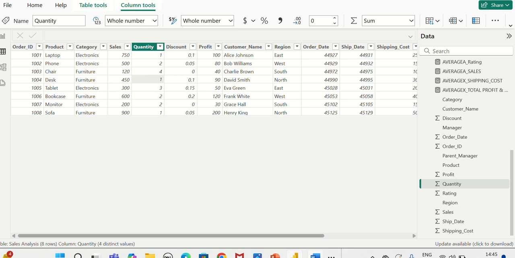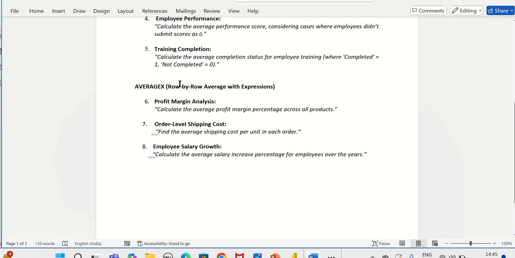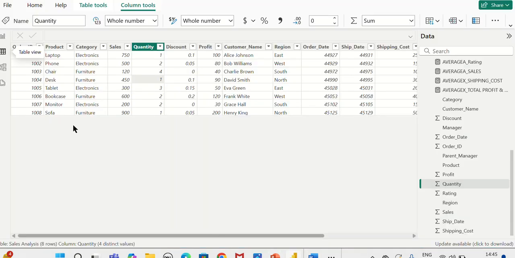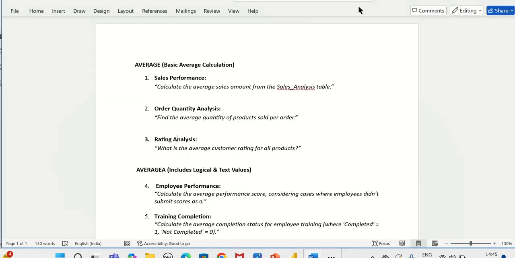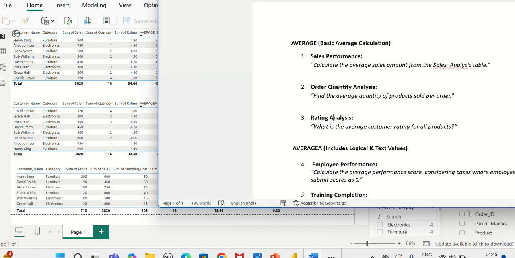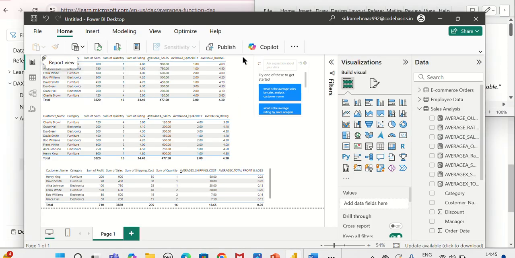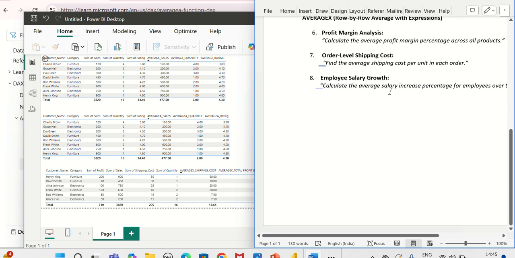Okay, we have got some Power BI interview questions, which will help us to understand this. These are some basic questions which have been asked in interviews. So see this, the first question is: calculate the average sales of an article table. So we have made average sales, then we have used all the DAX formulas to take out the answer of this.